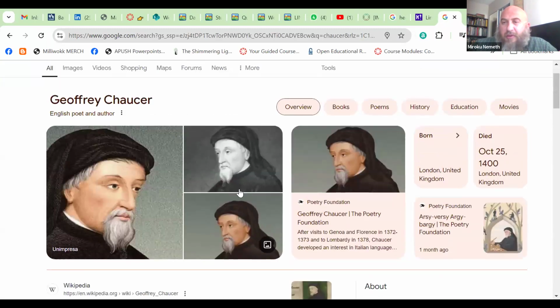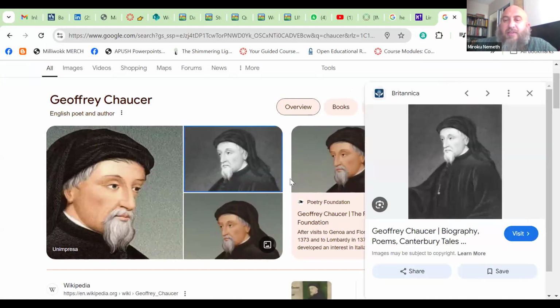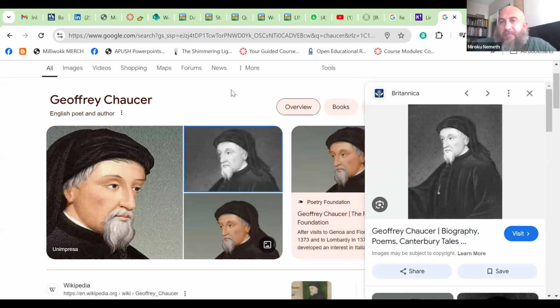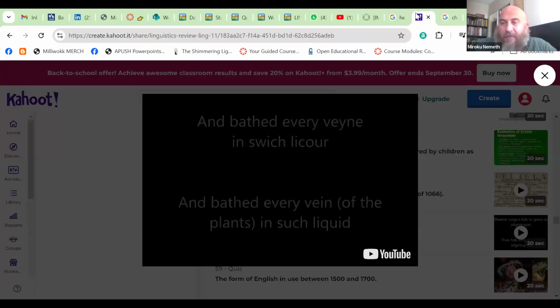Which is pretty weird. I mean, yeah, he died in 1400, so easy date to remember. But that's Middle English. It goes from Old English, which you mostly can't understand, to Middle English, and then it goes to early modern, etc.